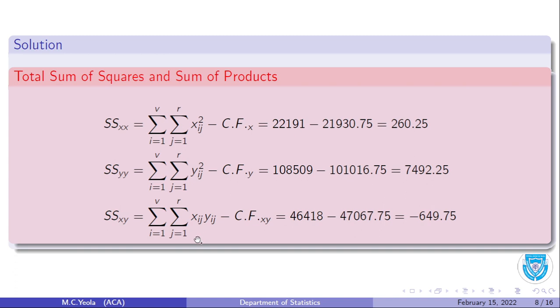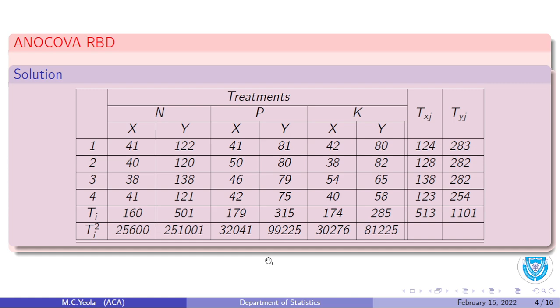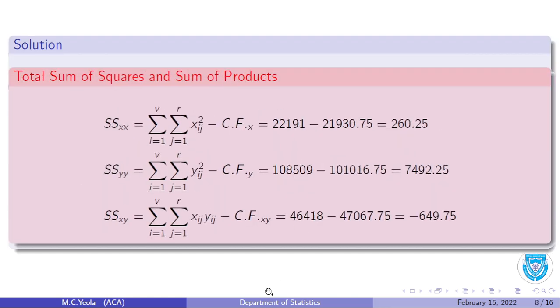The sum of products related to xy is xij into yij. It's very simple to obtain. Xij into yij means the corresponding x value with its related y value, multiply this with this, and so on. The last value is 40 into 58. After multiplying, add those values, and we get double summation xij yij minus cfxy. We have that cfxy value. Subtract it, and we get the total sum of products. This may also be negative because a sum of products may come out negative, so don't worry about that.